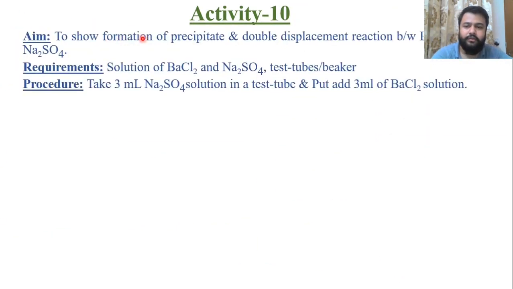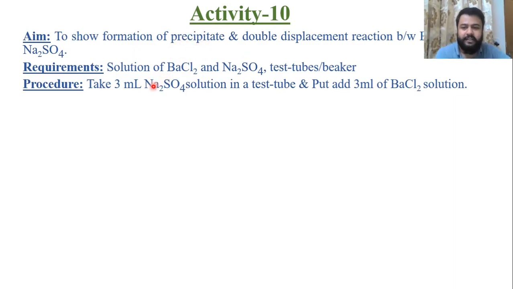Next activity, to show formation of precipitate and double displacement reaction between BaCl2 and Na2SO4, that is barium chloride and sodium sulfate. We all know that whenever two aqueous solutions combine together, they form a precipitate. Double displacement reaction is the inter-exchange of cations and anions between the two aqueous solutions. And whenever two aqueous solutions combine, they form some insoluble substance known as a precipitate.